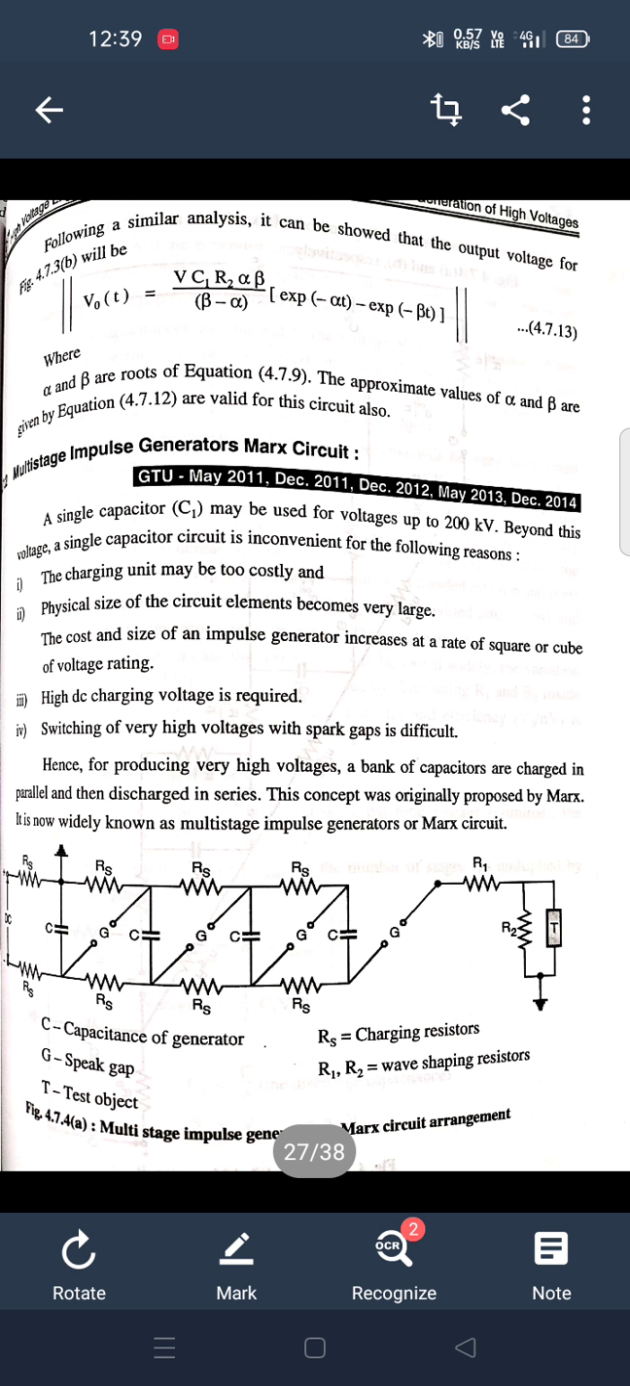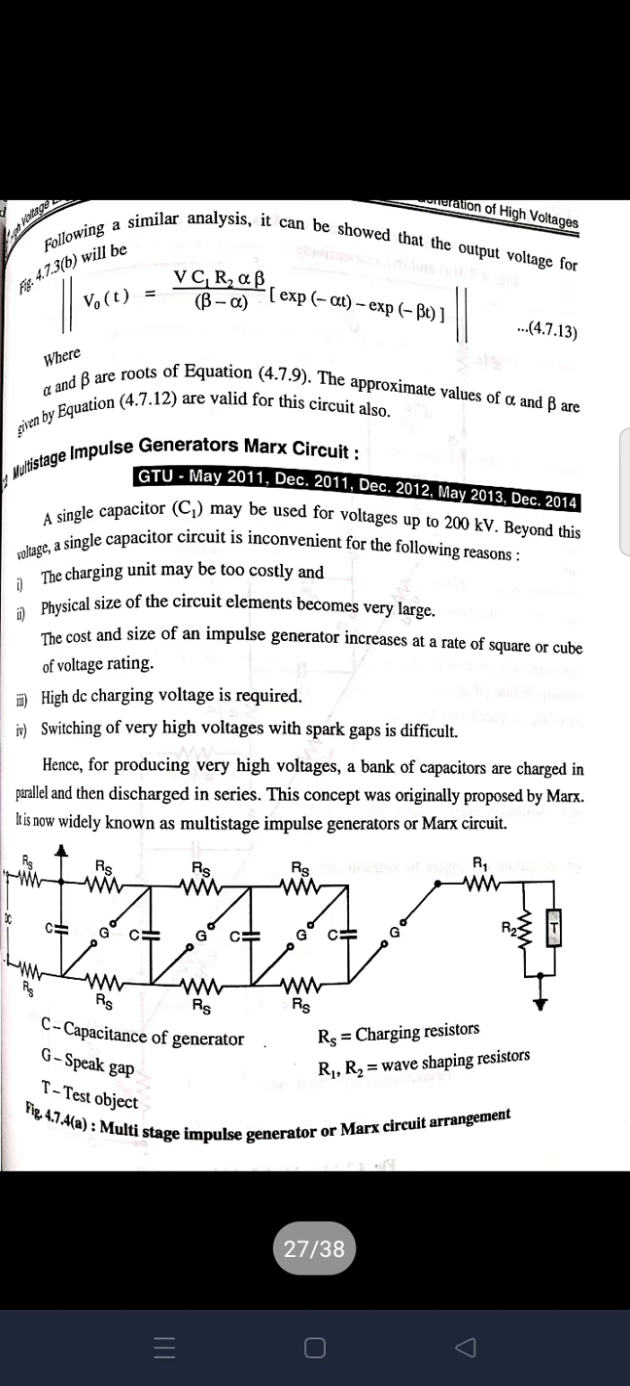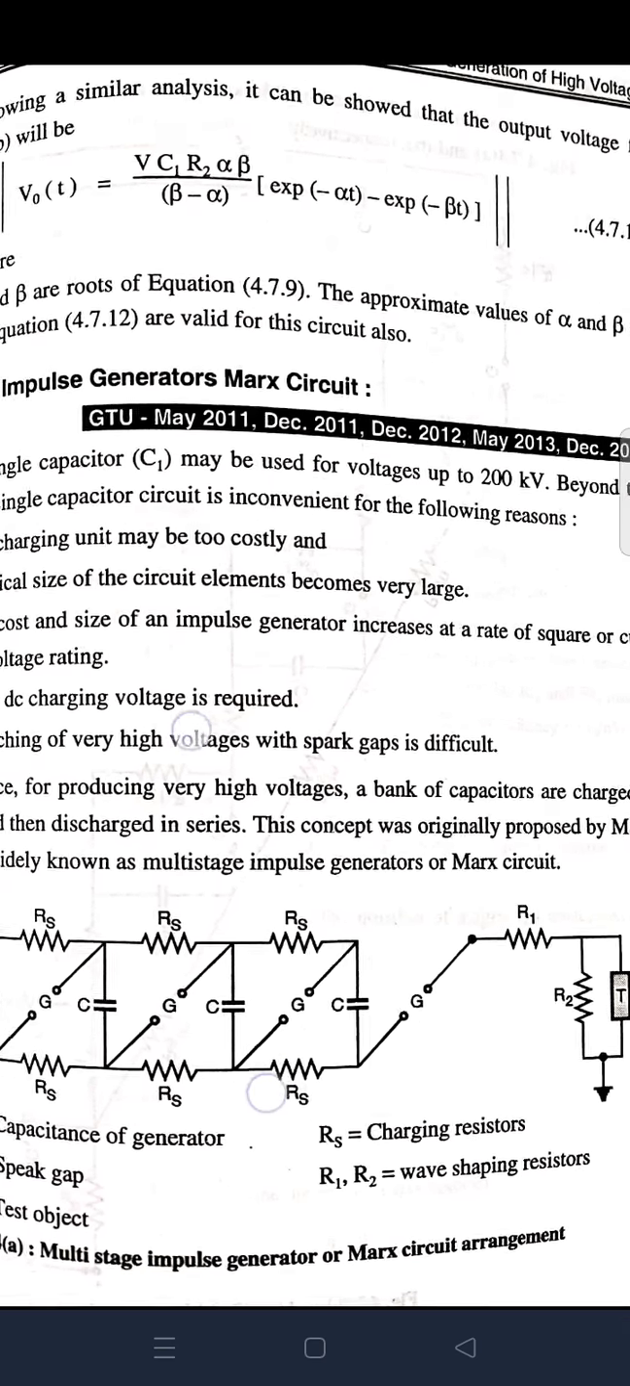So for producing very high voltage, a bank of capacitors is charged in parallel and then discharged in series. This concept was originally proposed by Marx. It is now widely known as the multi-stage impulse generator or Marx circuit.